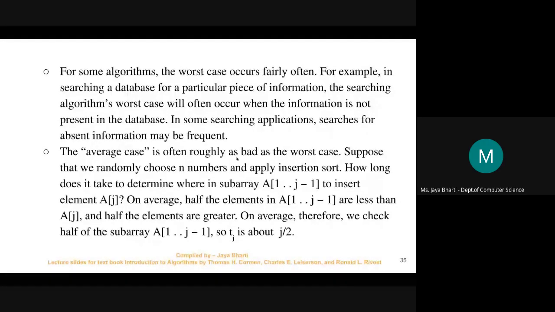Okay. So the third point is, whatever our AJ value is, if you want to identify the correct position, then among the elements from A1 to J minus 1, half of the elements will be less than the AJ value and half of the elements will be greater than the AJ value. So you need to check at least J minus 2 times.